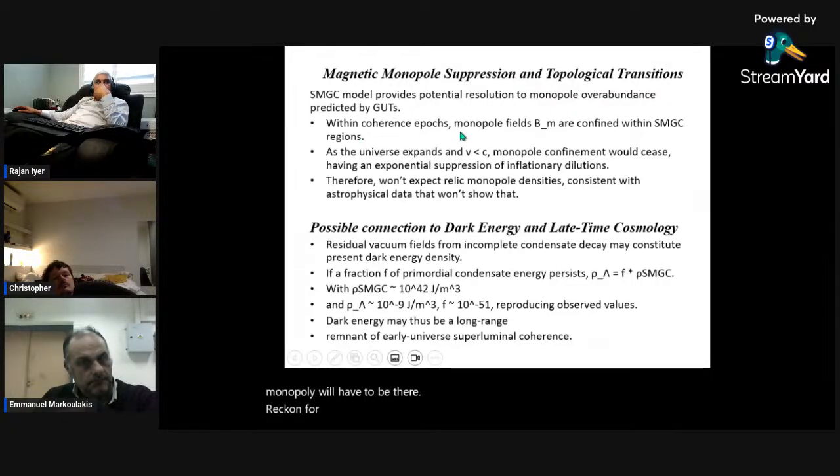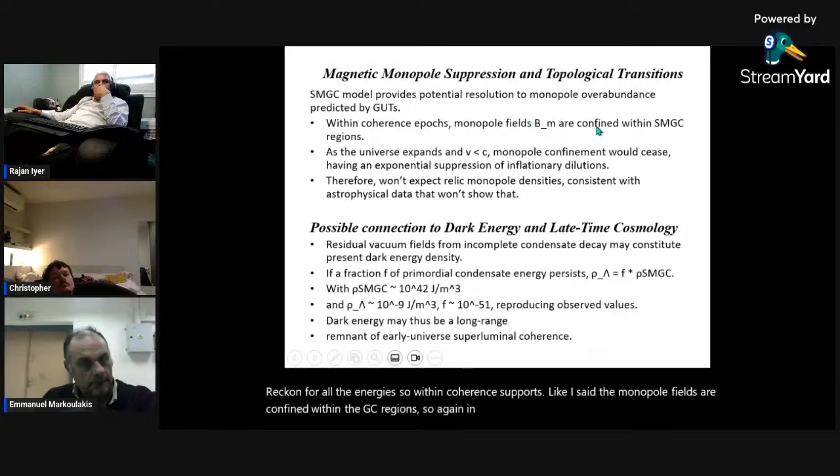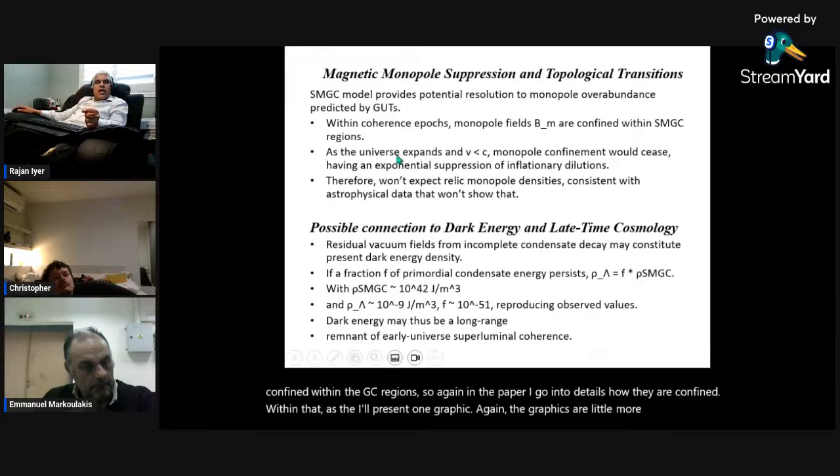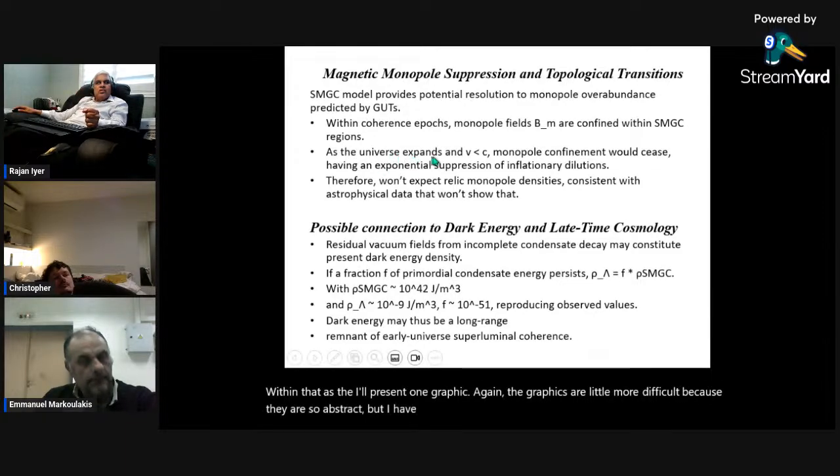So within coherence epochs, like I said, the monopole fields are confined within the SMGC regions. Again, in the paper I go into details on how they are confined. I'll present one graphic. The graphics are a little more difficult because they are so abstract, but I have pulled out some graphics because they give a little more about the physics than just the equations or statements.